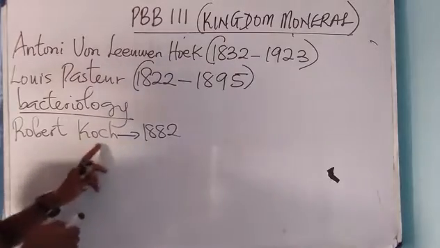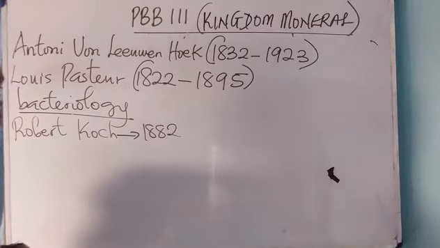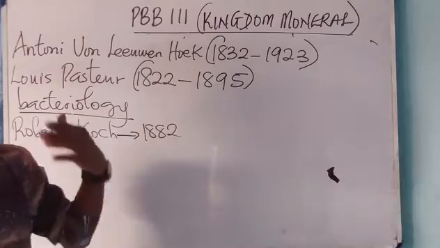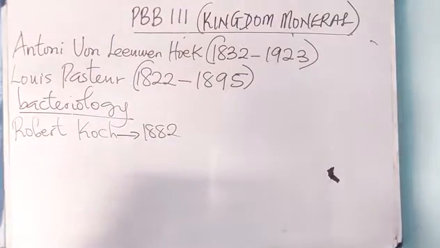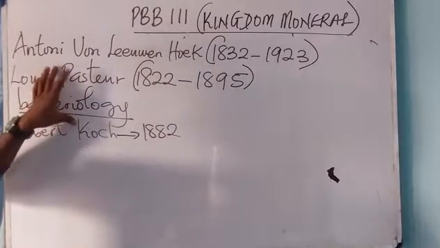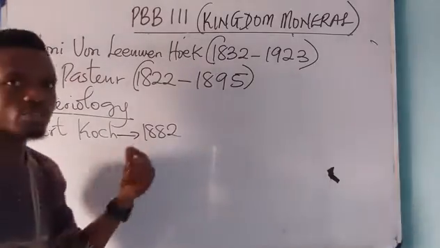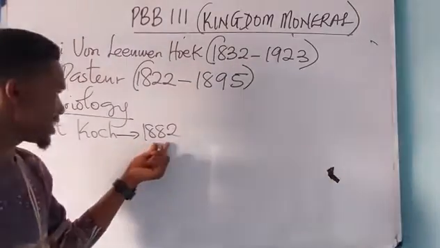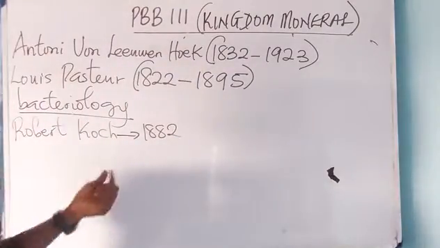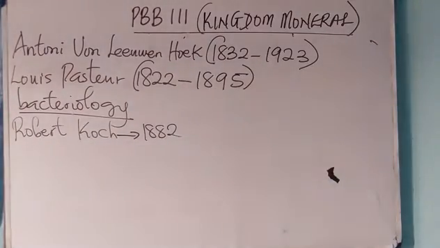Tuberculosis was discovered by Robert Koch in the year 1882. The causative agent of tuberculosis is called what? Mycobacterium tuberculosis. So please take note of that. Bacteriology, Louis Pasteur; bacteria, Anthony von Leeuwenhoek; Robert Koch, the various diseases caused by bacteria. Then he discovered the causative agent of tuberculosis, which is what? Mycobacterium tuberculosis. Hope it's recording. Yeah, it's recording. Thank God.